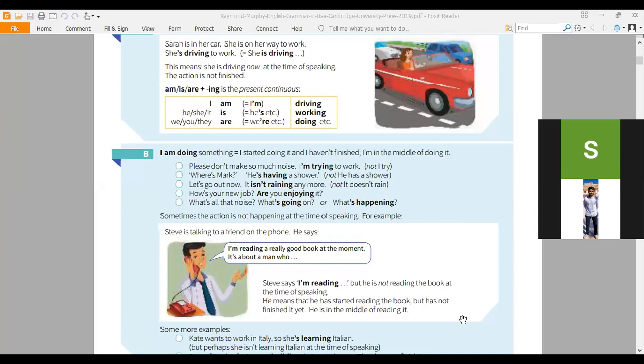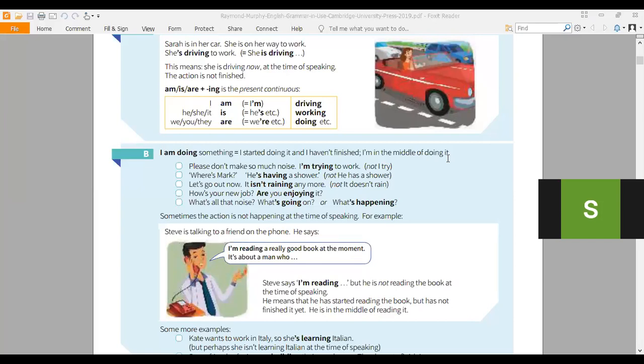Please don't make so much noise. I'm trying to work. Go ahead. I try. Where is Mark? He is having a shower. No, he has a shower. Let's go out now.